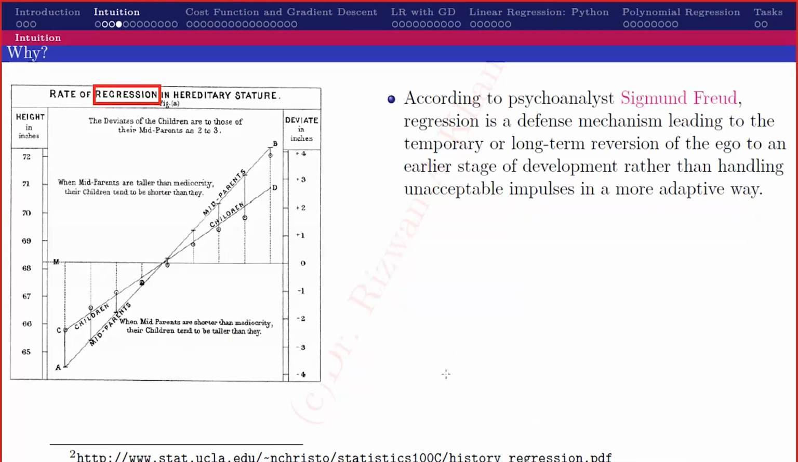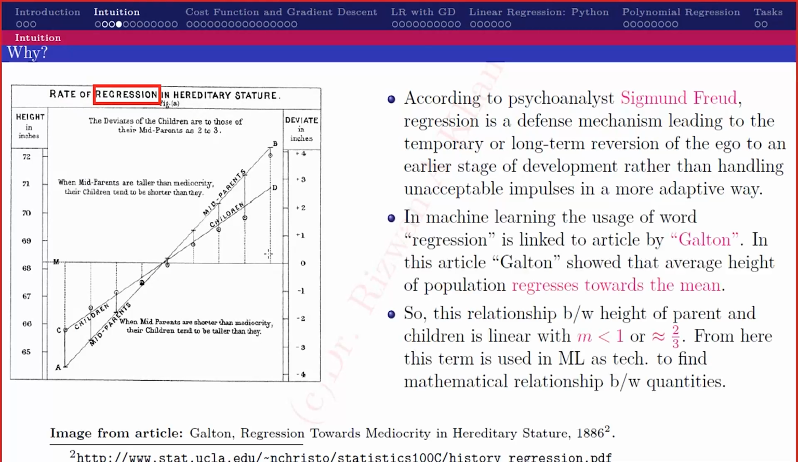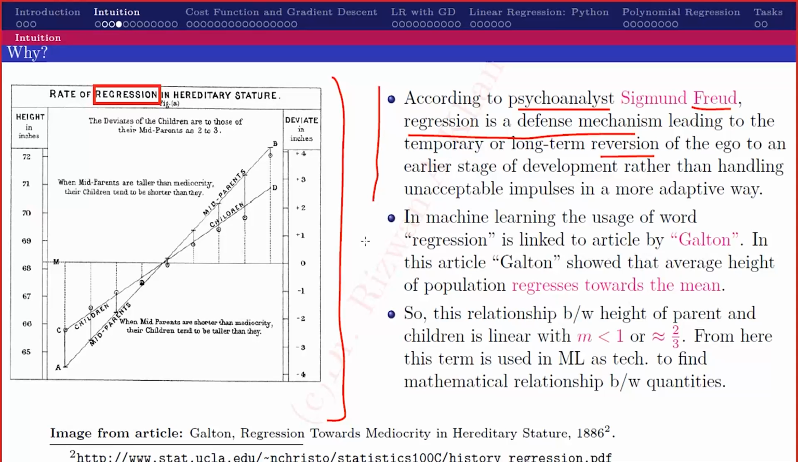I will briefly discuss this. This is the illustration from the same paper. According to psychoanalyst Sigmund Freud, regression is a defense mechanism, right? And this is a paper from a psychoanalyst. So this Galton was a psychoanalyst, and regression is a defense mechanism leading to temporary or long-term reversion of the ego to an earlier stage of development rather than handling unacceptable impulses in a more adaptive way. So this is the text from his paper, but I will explain what this paragraph means.